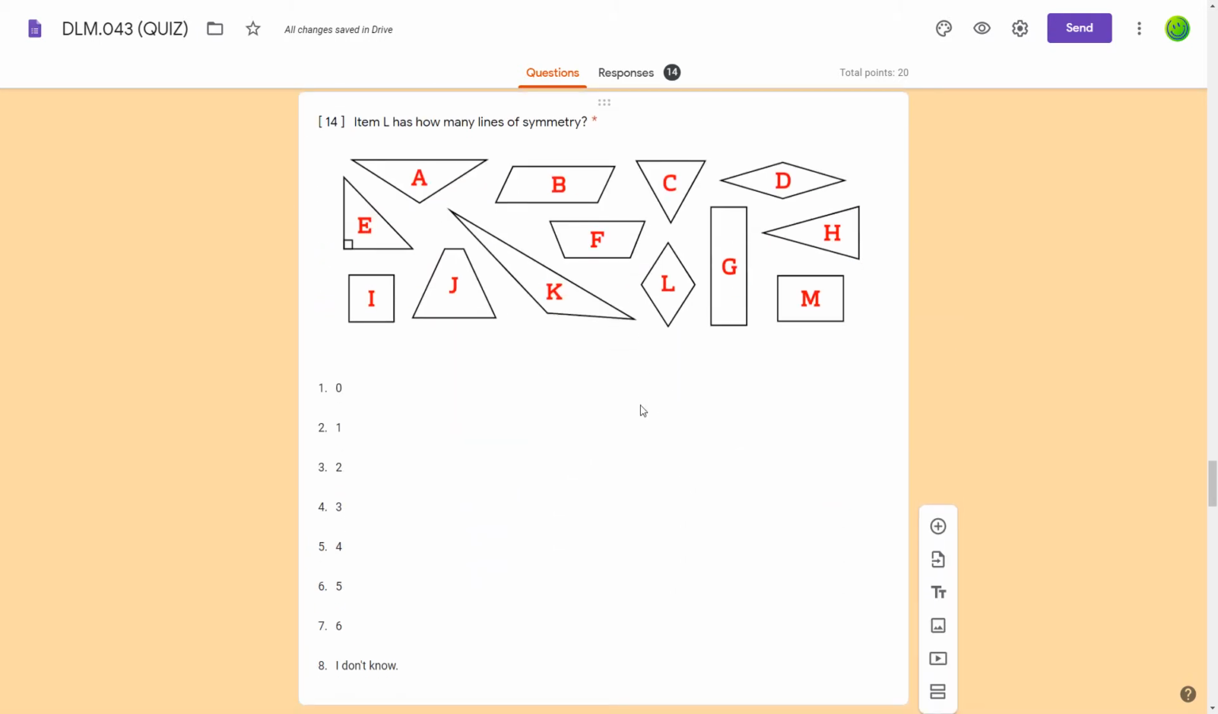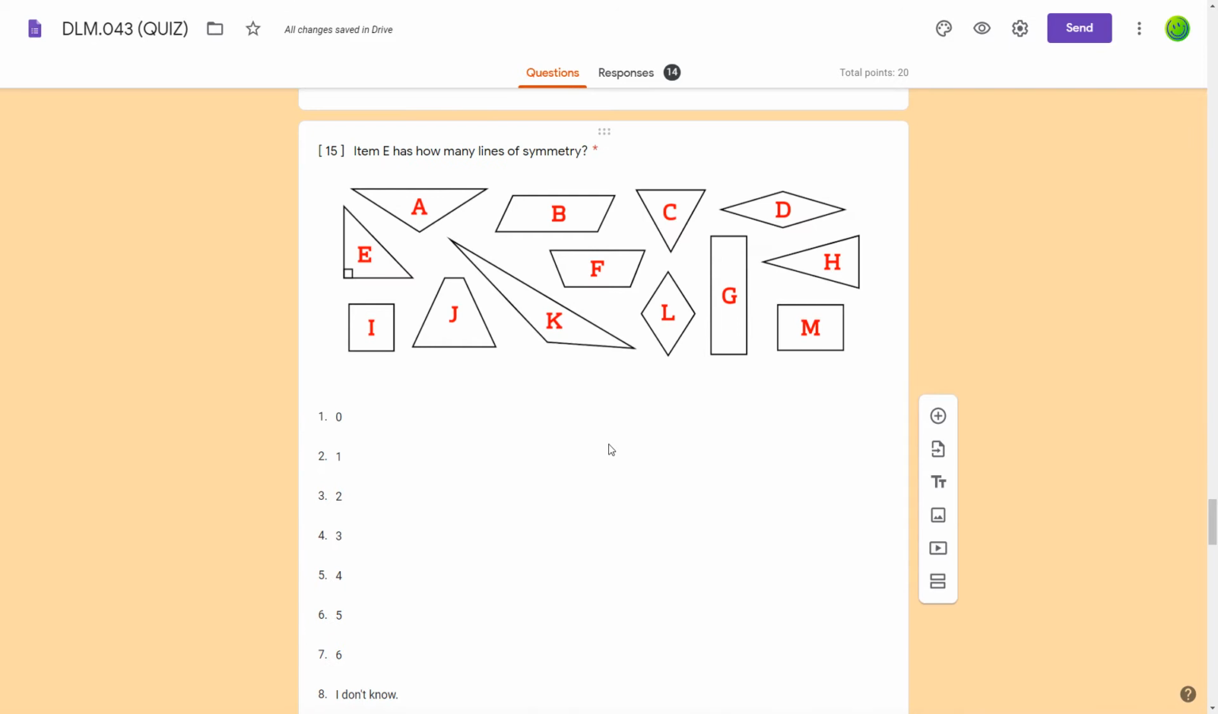14, how many lines of symmetry on L? L is here. One line of symmetry down the middle. Another line of symmetry here. So that means that if you were to cut it out and fold it over, it'd be one fold there and a second fold there, and that's it. So item 14 has two lines of symmetry. Item E, same thing. Imagine you cut it out on paper and then fold it over. I could only fold it across here to have symmetry, just one line.